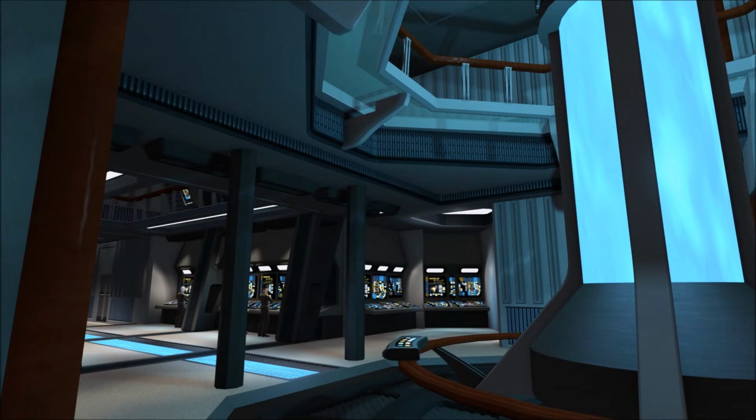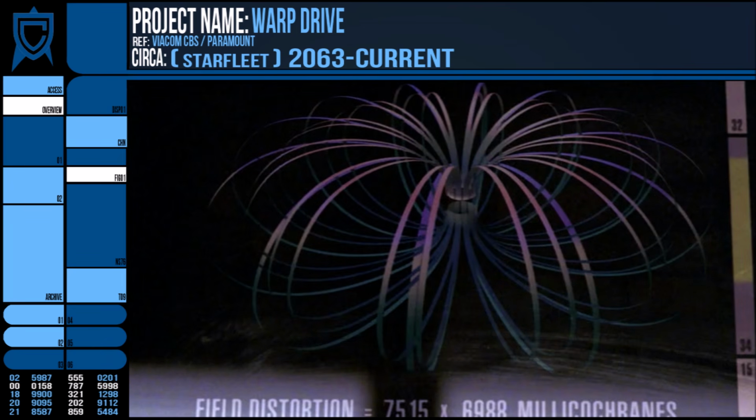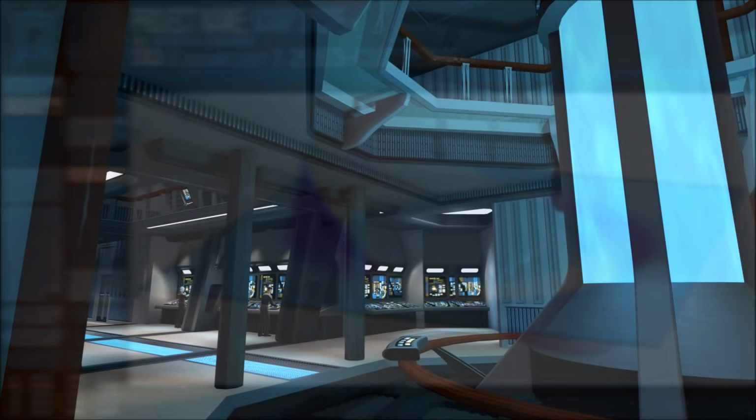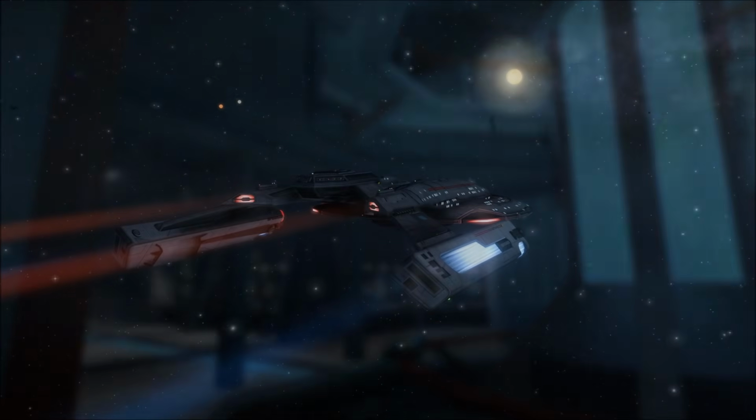So, effectively, warp is based on the principle of folding space-time and creating a localized warp bubble around the ship. This condenses space before the vessel, before expanding it behind it, literally rippling the fabric of reality, hence the name warp, and the strength of this field is measured in millicochranes.